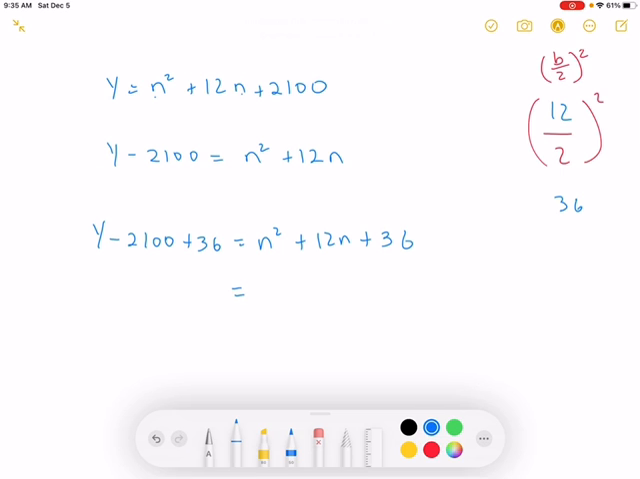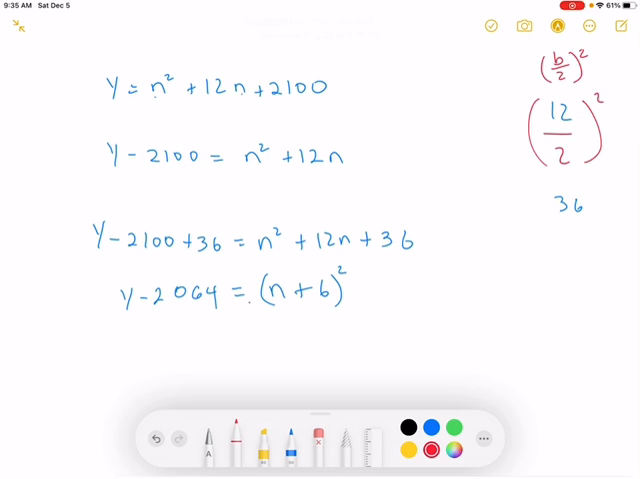The reason for that is so that we can factor this. The right side factors into n plus 6 times n plus 6. Perfect square. And on the left side, what I can do is combine these two, and then I'm going to get 2,000 and what is it? 64. All right. I'm very close to solving for n, isolating n.